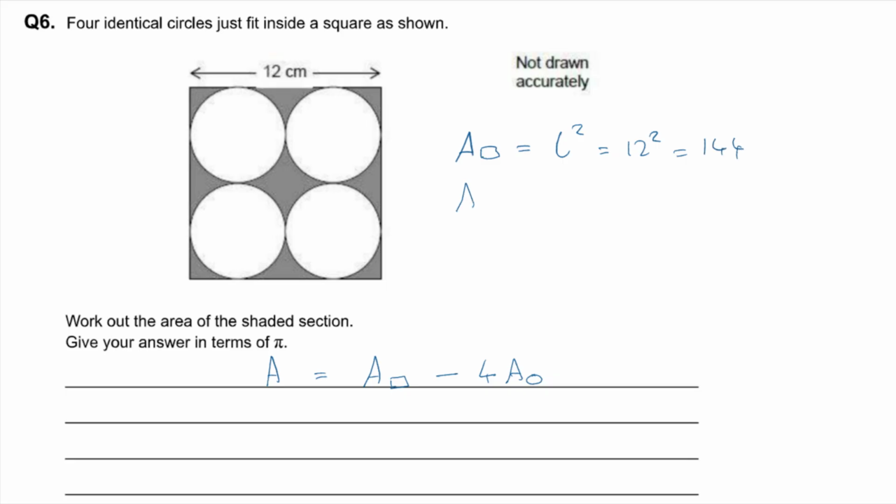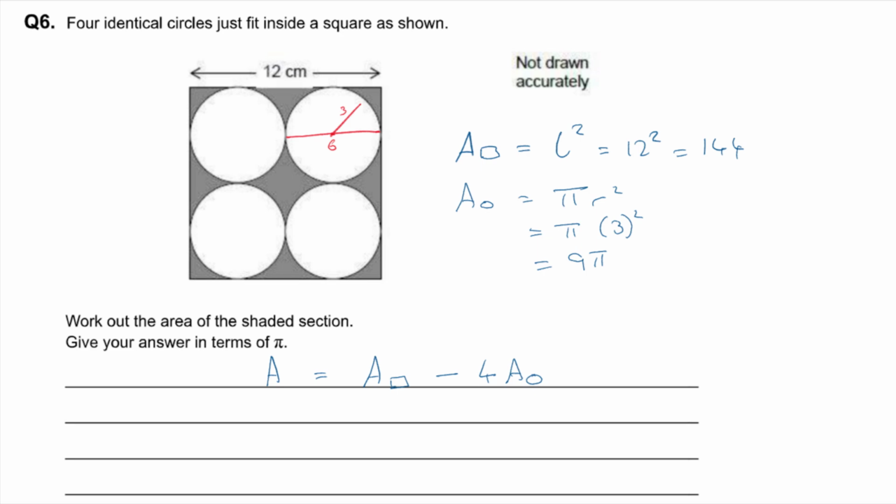And then the area of the circle, that's just going to be pi r squared. So what's r here? You can see it's 12 centimeters all the way across, so that's the same as 2 circles. So 1 circle must be half of that, it must be 6. And the radius is going to be half of that, it's going to be 3. So the area of 1 circle is pi times 3 squared. 3 squared is 9, so that's 9 pi.